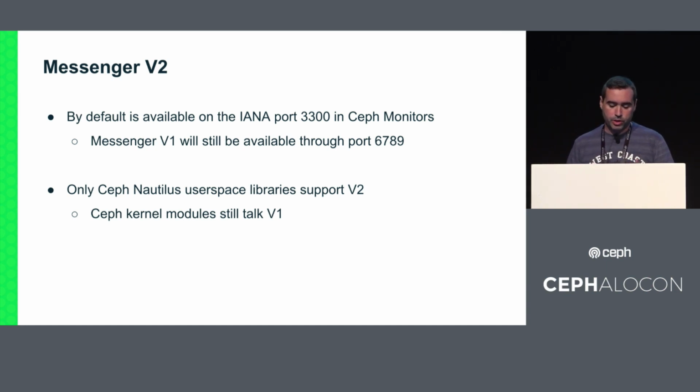One is the V1 port, the 6789, if I'm not mistaken, and the new V2 port, which is 3300. Also, another important remark is that only user space libraries support V2 currently, so librbd, librgw. But kernel modules like KRBD or the CephFS kernel module still talk the V1 protocol.